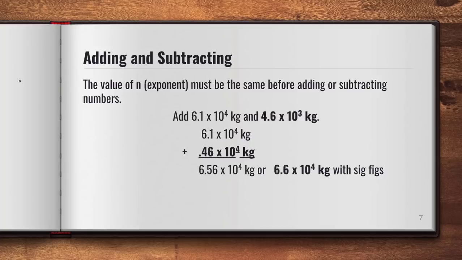So here we take 6.1 plus 0.46 and we get 6.56 times 10 to the 4th kilograms. But remember, we're adding numbers here, so we need to use significant figures. The first number there, 6.1, has one number beyond the decimal. 0.46 has two numbers beyond the decimal. So our answer should have one number beyond the decimal, which is why we get 6.6 times 10 to the 4th kilograms with significant figures.